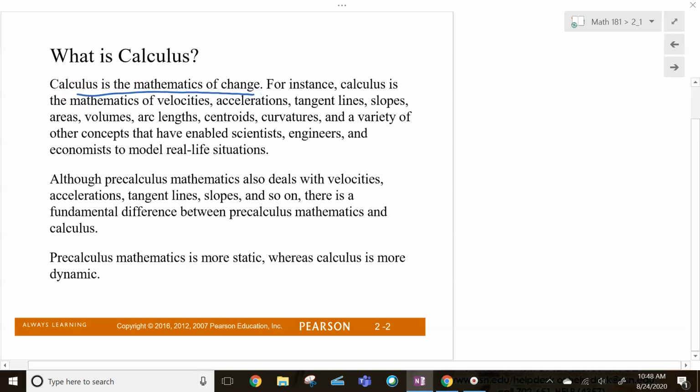Okay, so they say that mathematics prior to calculus is a very static mathematics, whereas calculus becomes a very dynamic mathematics. With dynamic mathematics, you can look at velocities, accelerations, tangent lines, slopes, all these things in order to model some real life situations. Whereas pre-calculus is, like I say, kind of a static mathematics.